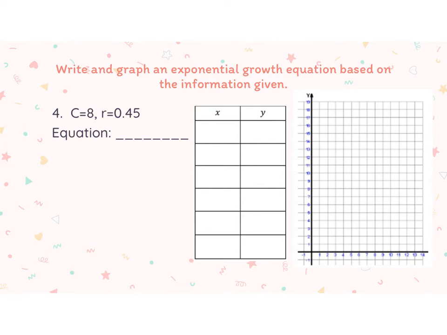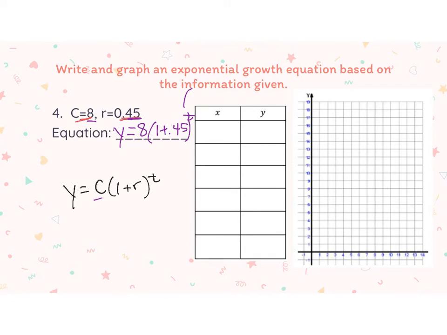Now let's take a look at these equations. It says write and graph an exponential growth equation based on the given information. I've got a starting value of 8 and an r of 0.45. Remember that the standard form is y equals c times 1 plus r raised to the t power. So in this case, y equals 8 times the quantity 1 plus 0.45 raised to the t power.